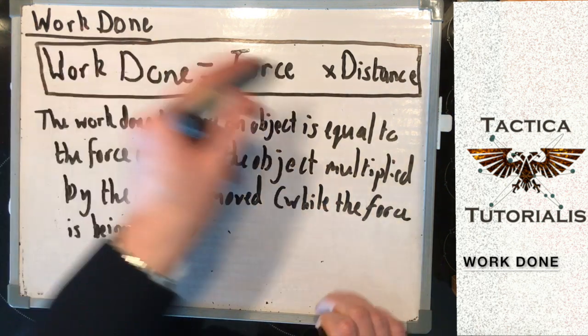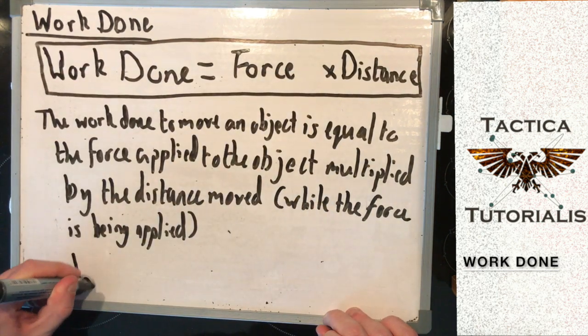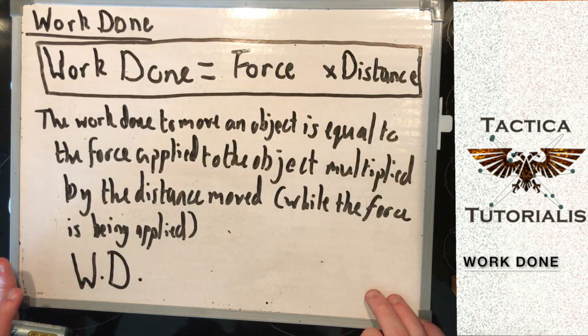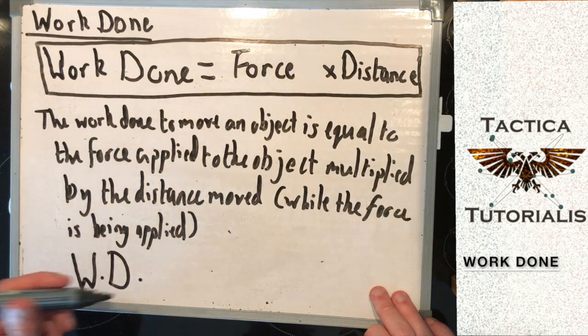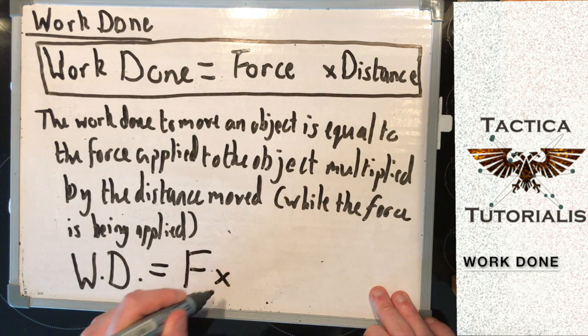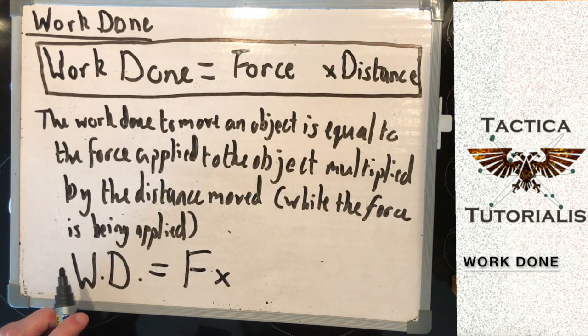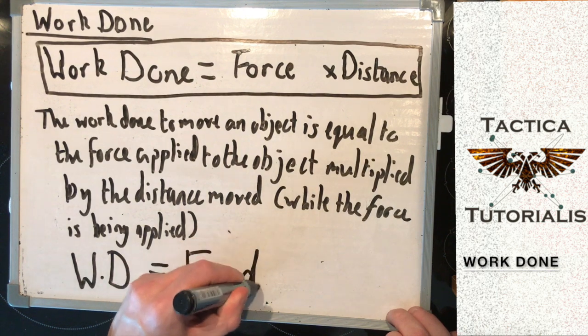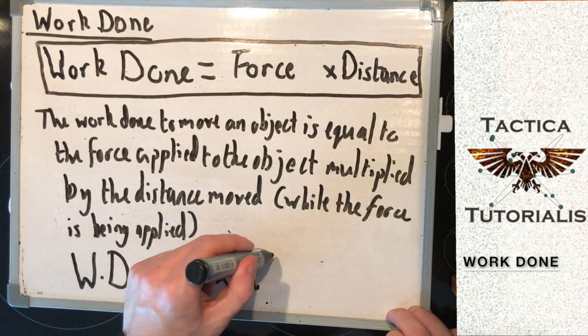If you want that in a symbol form, you would have that as work done, which you may also write as W, but I'm going to write as WD so you don't get it mixed up with weight. As you go forward, is force multiplied by, and you've got two options for your symbol here. Now I'm going to write this as a lowercase d for distance.